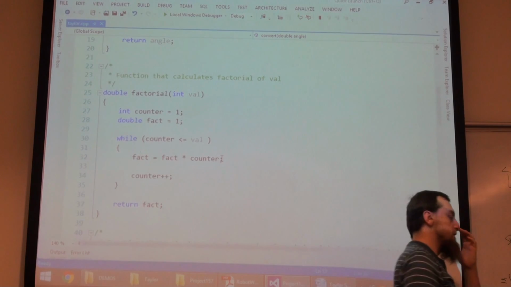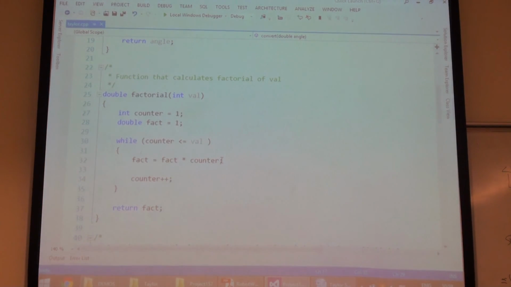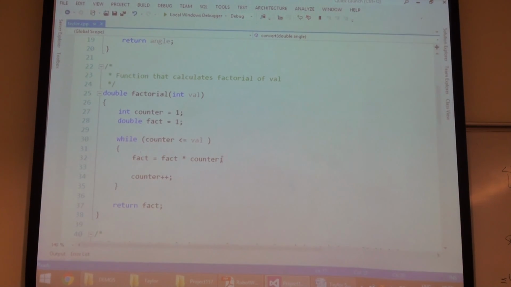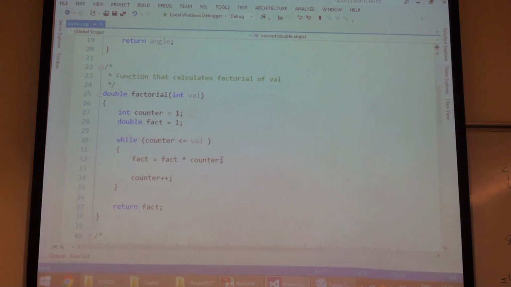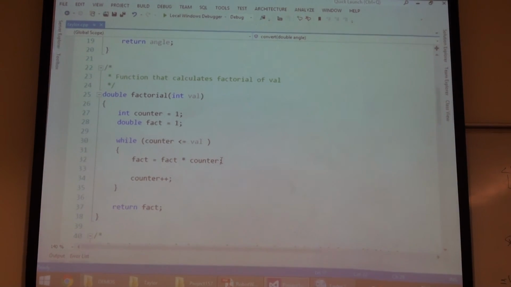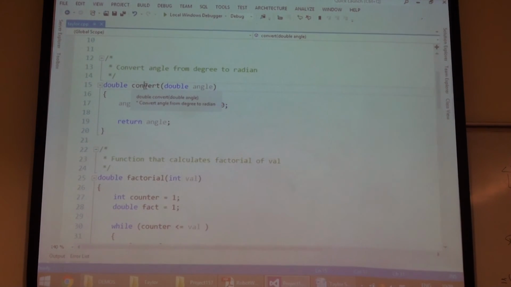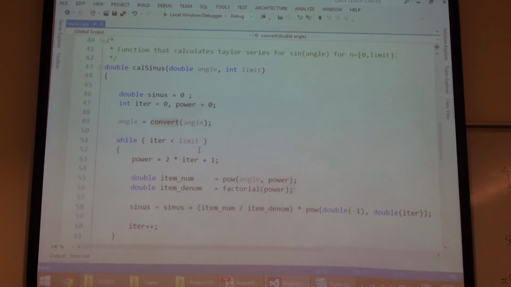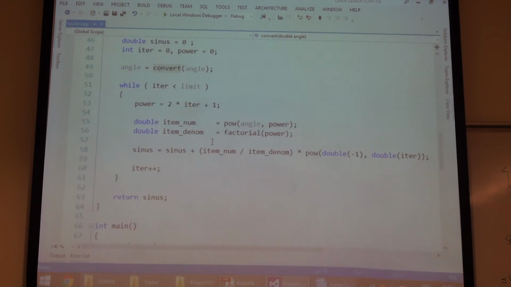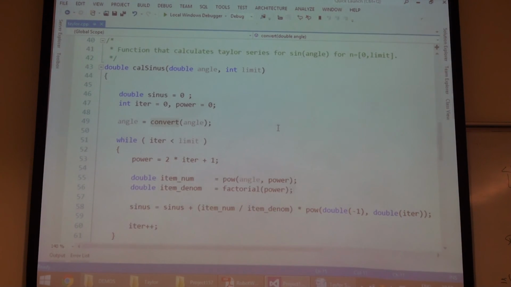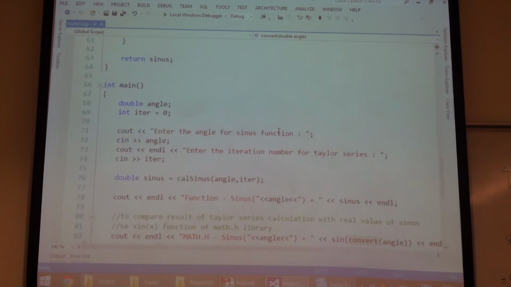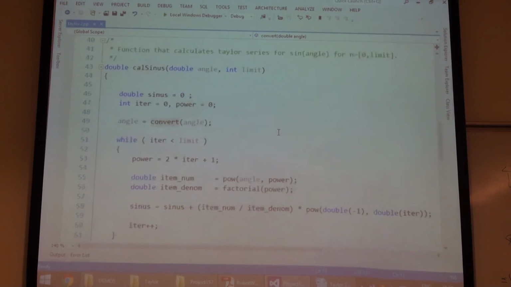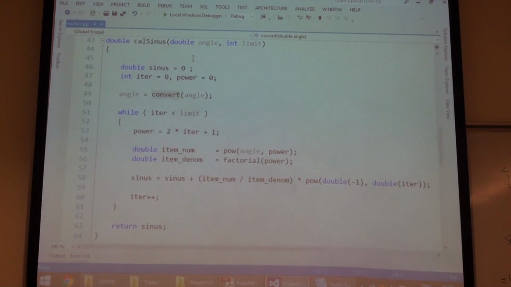This is the multiplication function, basically, from one of the numbers from 1 to n that we saw 2 weeks ago. Now let's go to the main part. So remember, convert function converts degree to radian. The factorial calculates the factorial. Now let's see how we calculate. This is the most important function here. Calculate sine.